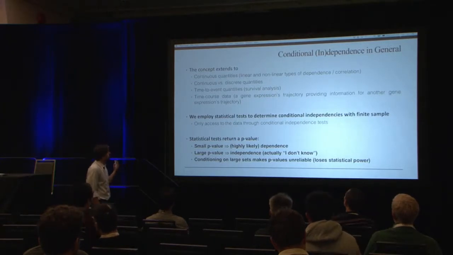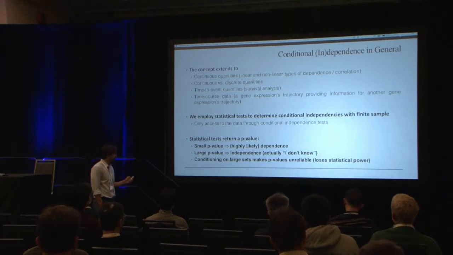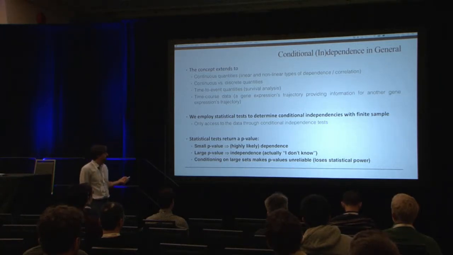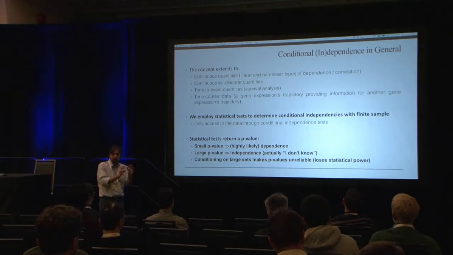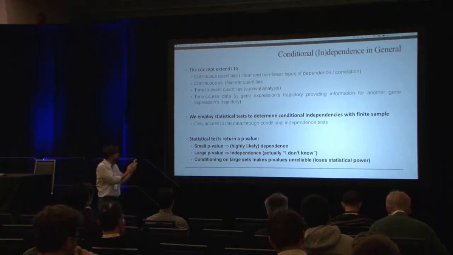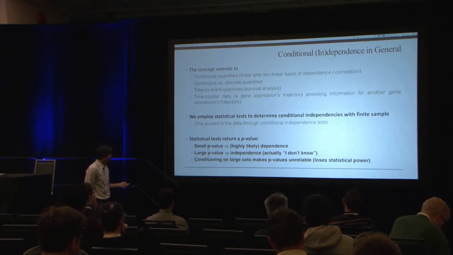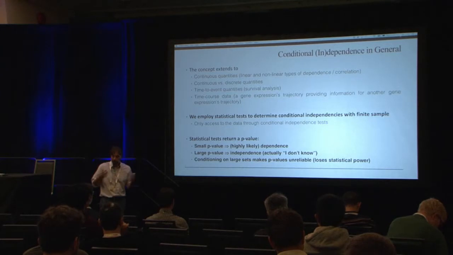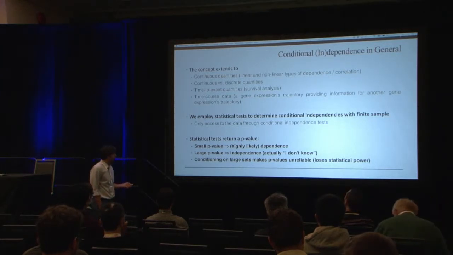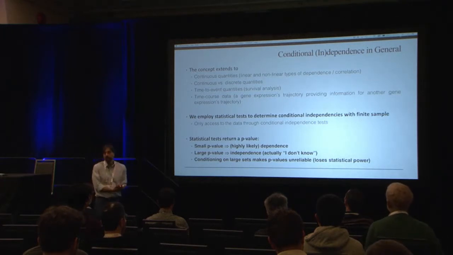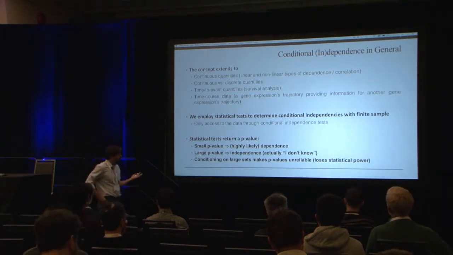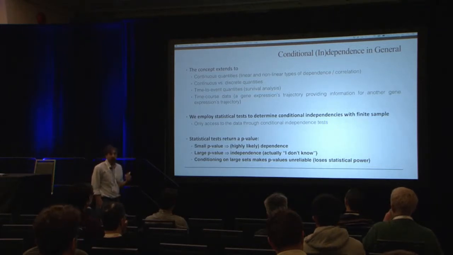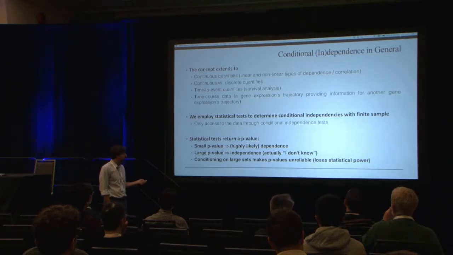Okay, so this concept extends to all sorts of quantities like nominal, ordinal, time to event, and so forth. And how do we determine a conditional independency or dependency? We use 100 years of statistics that have developed all sorts of conditional independence tests. And this is the only access to the data. The access to the data is only going to be through these tests in the algorithms. And the tests return a p-value, which can roughly be interpreted without going to the mathematics. If it's a small p-value, then dependence is highly likely. And if it's a large p-value, actually we don't know, but since we need to make a decision in the algorithms, we treat it as independence.